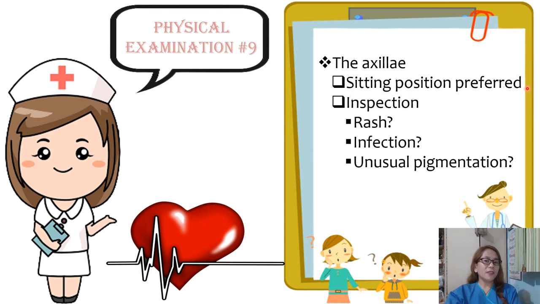Okay, for the axilla, you have to ask the client to sit down, or sitting position is the preferred position to check for the lymph nodes, if there are enlarged lymph nodes in the axilla. Inspect if there are rashes, if there is infection or inflammation, is there unusual pigmentation?